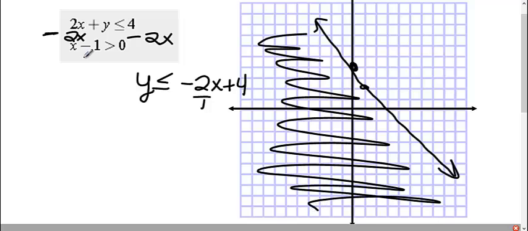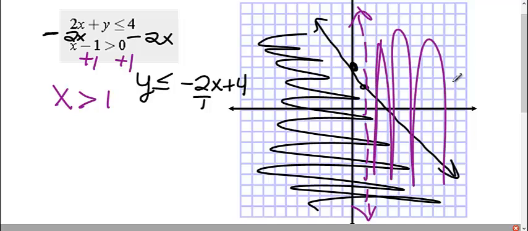Okay, my second one, I'm going to get x by itself, so I'm going to add the 1 to the other side. So I get x is greater than 1. Okay, so going through the x-axis at 1, I'm going to use a dashed line, so it's not equal to. Looking at my x-axis this time, where x is greater is going to be to the right.